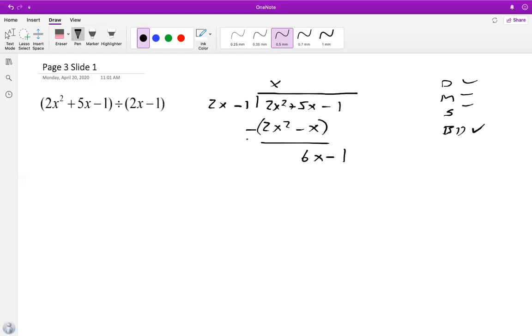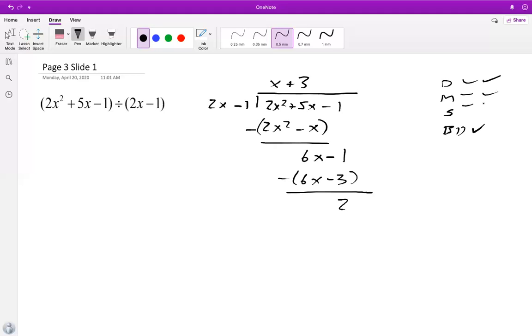Divide, multiply, subtract, bring down. Now I check, can I divide 6x by 2x? The answer is yes. I get 3 when I do so. 3 times 2x is 6x. 3 times negative 1 is negative 3. I'm going to subtract. 6x minus 6x is 0. Negative 1 minus negative 3 is a positive 2.